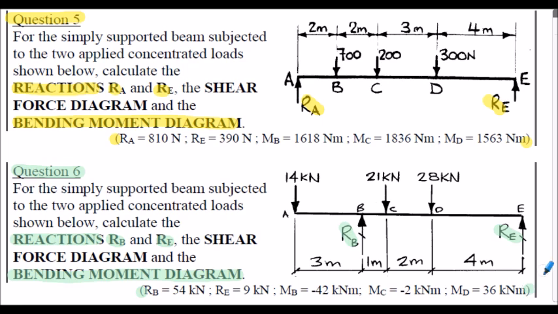So I'd encourage you to stop the presentation and attempt these questions to try and consolidate your learning related to drawing bending moment diagrams where we have point loads applied to simply supported beams.